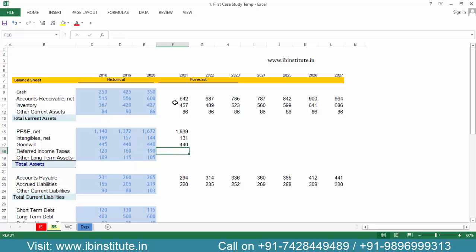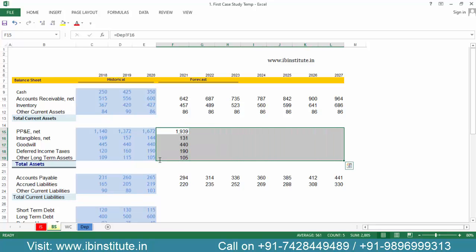Next is deferred tax. So deferred tax will remain constant. Just like other current asset, other long-term assets will also remain constant. Now select this and press Ctrl R.